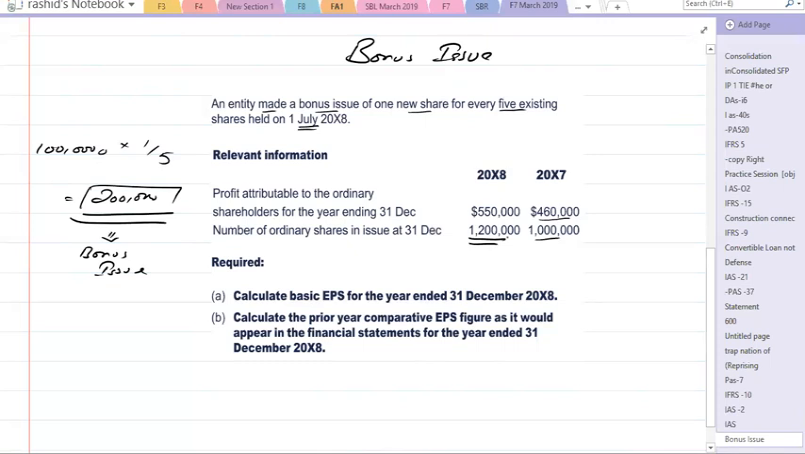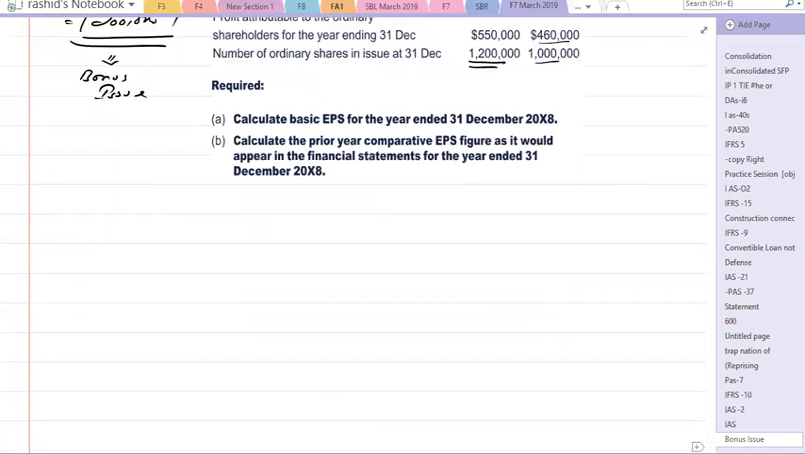Relevant information: the profit is 4,60,000 in 20x7 and 5,50,000 in 20x8. The number of shares was 1 million and 1.2 million, that means 12 lakh. Calculate the basic EPS, and calculate the prior year comparative figure. Now I will do some analysis. First of all, if I calculate the EPS of 20x7, it will simply be 4,60,000 divided by 1 million, so it is 0.46.